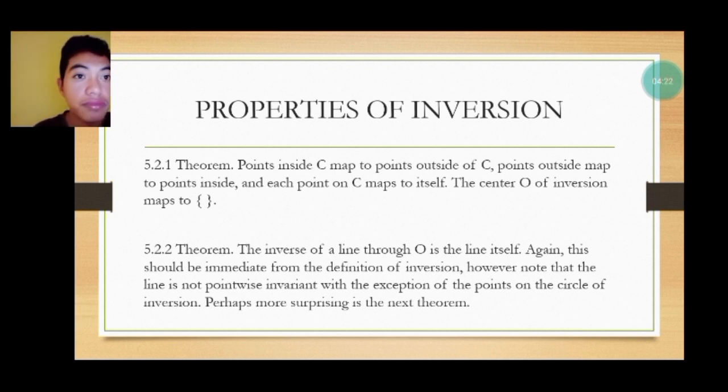For theorem number 2, the inverse of a line through O is the line itself. This should be immediate from the definition of inversion. However, note that the line is not pointwise invariant, with the exception of the points on the circle of inversion. Perhaps more surprising is the next theorem. Let us look at the next theorem.